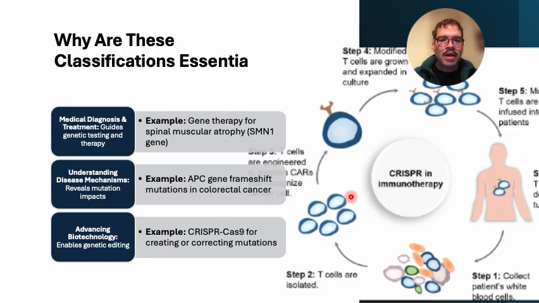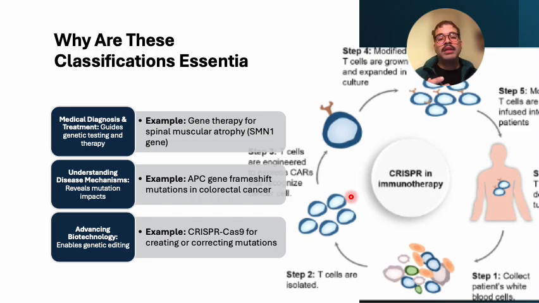In this case, it is helpful for understanding diseases and mechanisms, such as the APC gene frameshift mutations in colorectal cancer, for example, and advancing biotechnology, enabling genetic editing. Knowing what these mutations target allows us to understand how the sequence functions using CRISPR. That's the example I use here in this diagram, Cas9 for creating and correcting mutations.